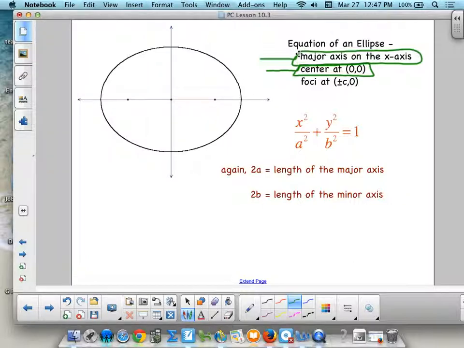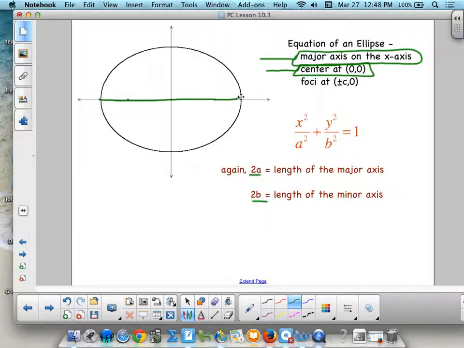Is it ever going to be diagonal? No, never. You always get horizontal or vertical. Now, what I just said, I'm repeating because this is the most important thing: a squared will always go with the major axis. If your major axis is horizontal, put a squared under x. If your major is vertical, put a squared under y. That's in the next slide. All right, ready? Again, it says 2a is the length of the major, 2b is the length of the minor.